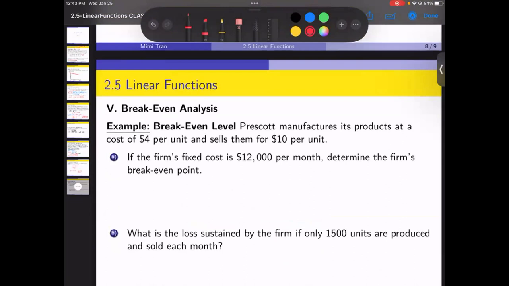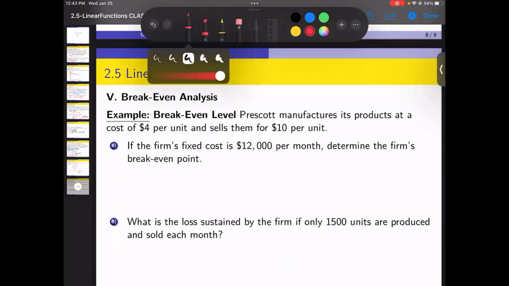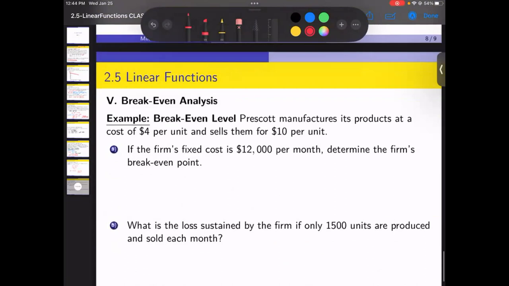Right. Prescott manufactures its products at a cost of $4 per unit and sells them for $10 per unit. If the firm's fixed cost is $12,000 per month, determine the firm's break-even point. So the break-even point, let me highlight it here, is when cost equals revenue. So that means C of x equals R of x.